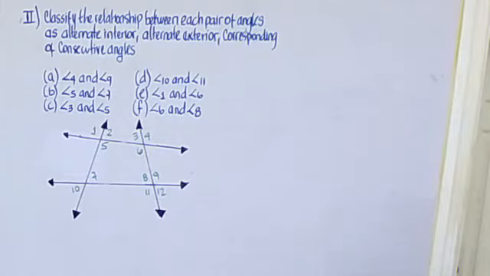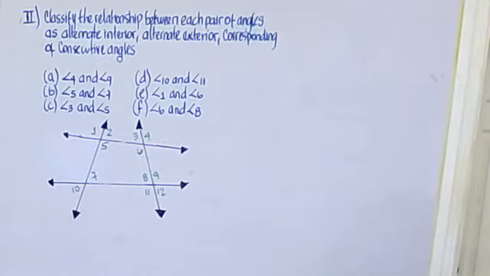Corresponding or consecutive angles, that means the angles will be located in the same position, on the same line, one next to the other. This is the meaning of consecutive or corresponding angles. I don't know if you have questions on this part. According to the definition, remember, corresponding angles or consecutive angles are the angles located exactly in the same position.